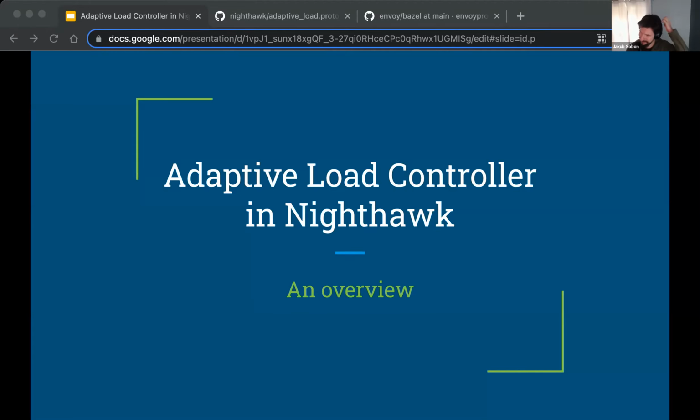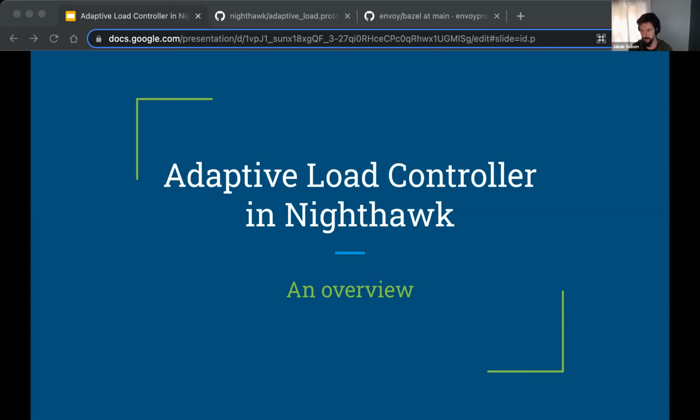So thank you very much, Lee, for giving me this opportunity, and thank you everyone for joining. We will be talking about adaptive load controller in Nighthawk today. I work for Google for a team that focuses on performance testing of load balancing products. And in that capacity, we use Nighthawk quite a lot.